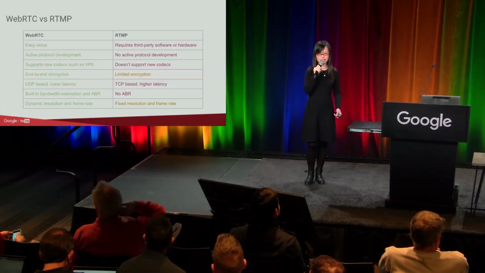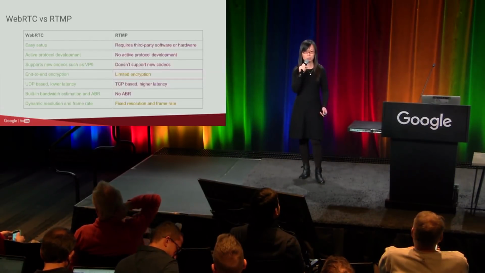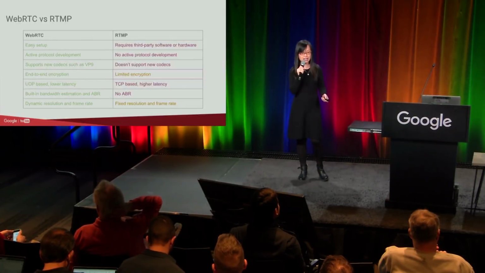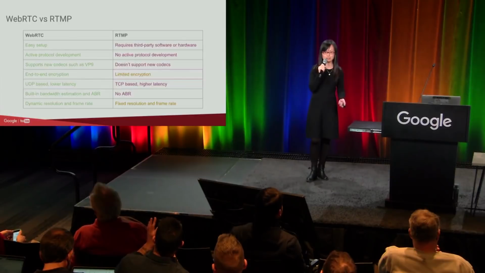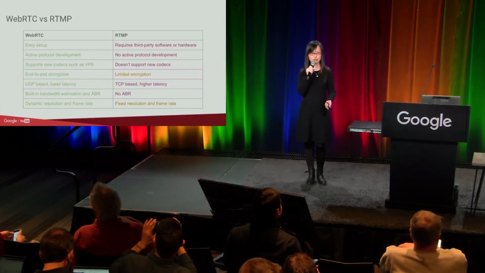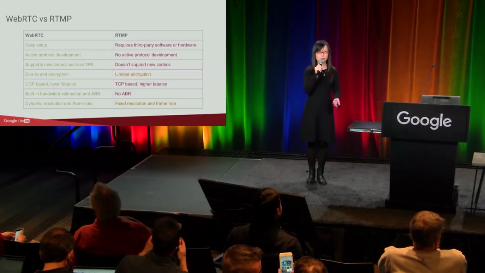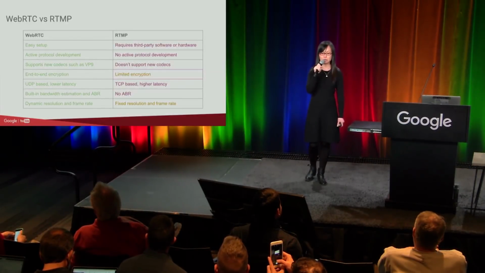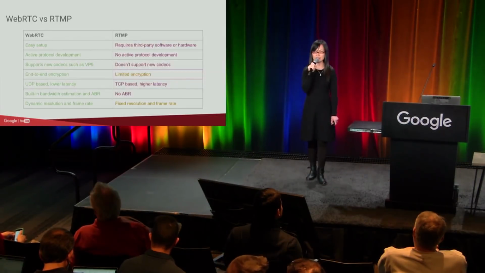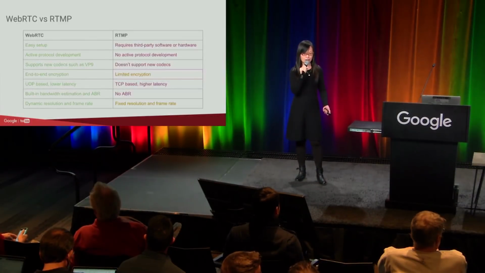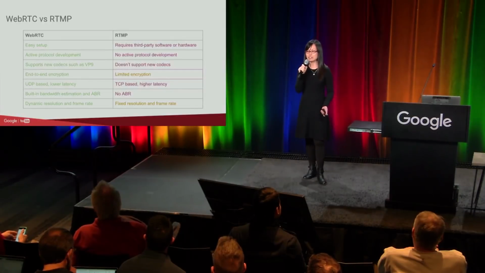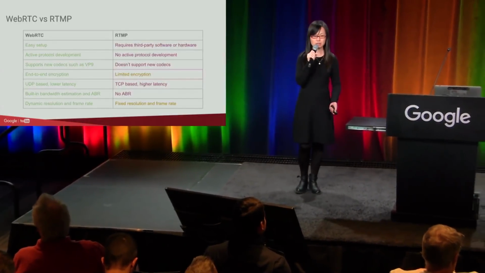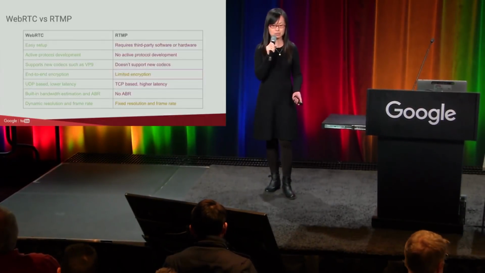The reasons we use WebRTC as an ingestion protocol instead of RTMP in webcam and mobile live stream are, first of all, as I mentioned earlier, it is much easier to set up because of the browser support. So users do not need to install third-party software or use a hardware encoder. Secondly, WebRTC has very active protocol development. One of the advantages of that is it supports newer codecs such as VP9 and also AV1, as Chad just mentioned. On the other hand, RTMP doesn't have active protocol development, so there's no standard way to add new codecs into it. WebRTC also has end-to-end encryption, which is important, whereas RTMP has limited encryption options.